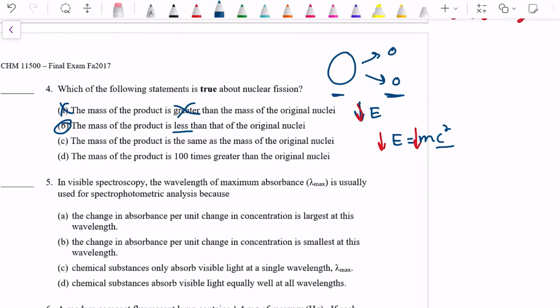The mass of the product is the same. That's not true. That is not consistent with B. And then D is the mass of the product is 100 times greater. We have no idea if it's 100 times greater or not. We don't have any specific numbers. So we're going to go with 4B.